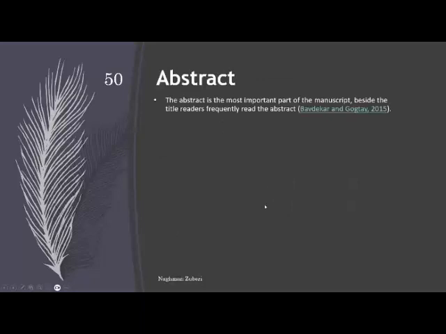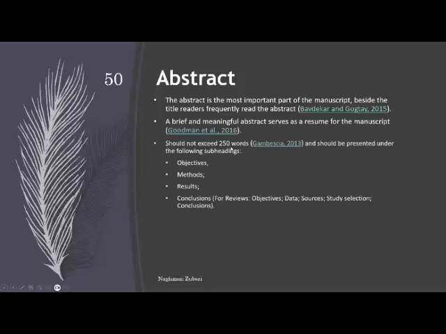Now comes the abstract. This is the most important part of the manuscript. Besides the title, readers frequently read the abstract. This is the reference. The two people, they have emphasized this thing. A brief and meaningful abstract serves as a resume for the manuscript. It should not exceed 250 words and should be presented under the subheadings: objectives, methods, results, then conclusions. For reviews: objectives, data sources, study selection, and conclusions.